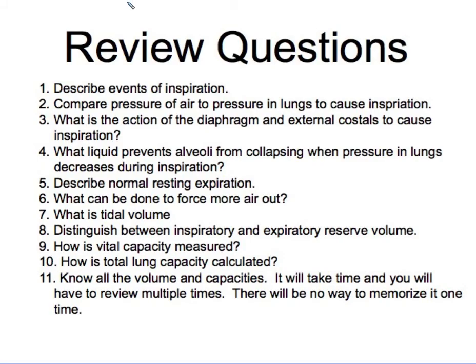Okay, here are some end of the section review questions. Take a look at these. If you have questions on them, please ask. These are great review questions to help you practice your different volumes and capacities. And again, we will discuss this more when you return, but make sure you come somewhat prepared and having an idea of what we're talking about here. If you have questions, let me know.